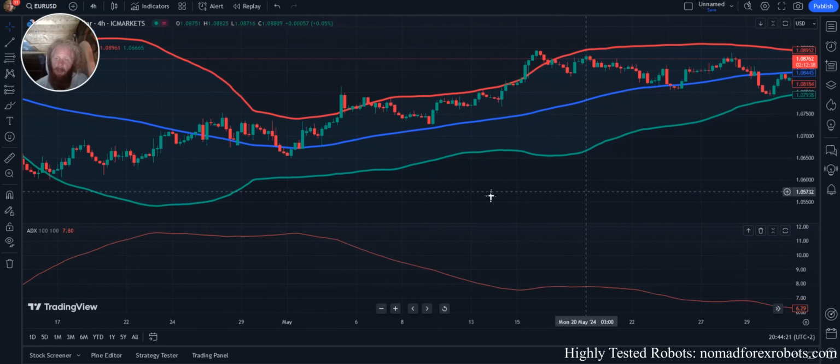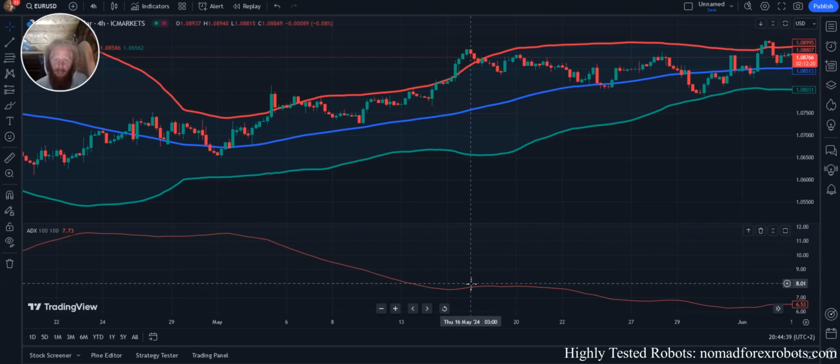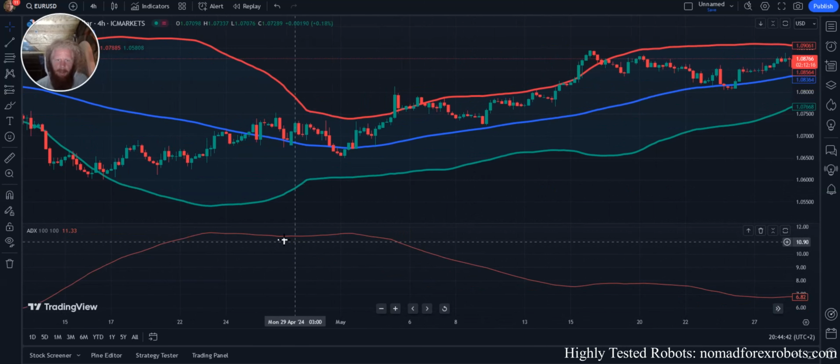I also highly recommend one more thing, and that is to only hold one trade at once per currency pair. It is going to give you a higher probability and a higher win rate, actually, based on all my testings. Let's see the ADX values.